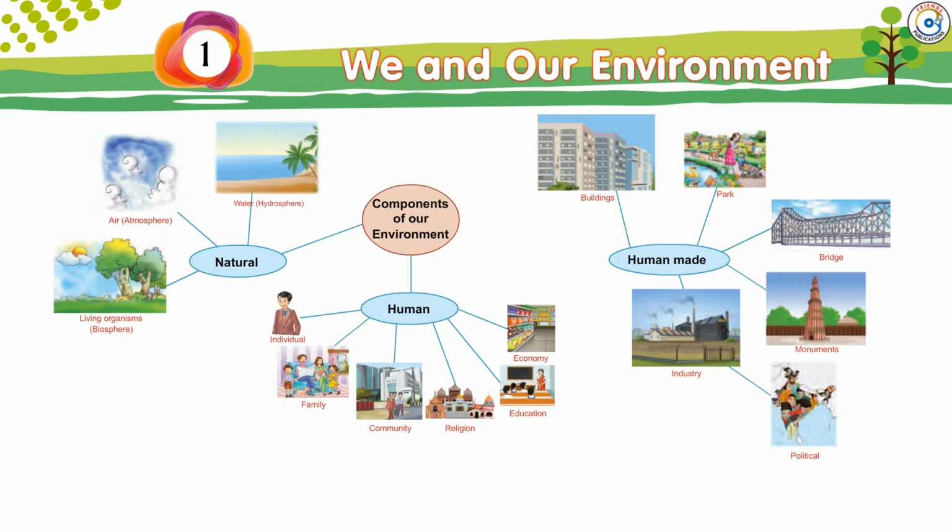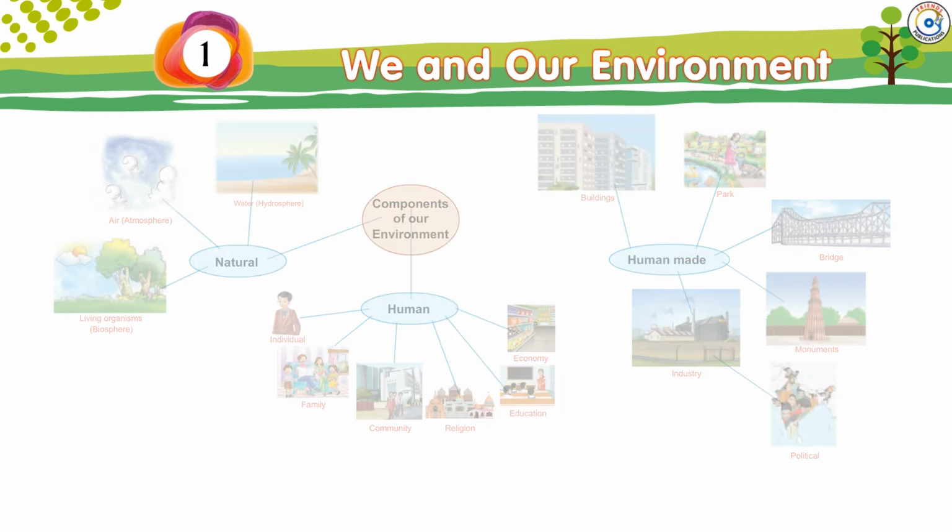Here is the picture of the components of our environment. Natural: air (atmosphere), water (hydrosphere), living organisms (biosphere). Human-made: buildings, park, bridge, industry, monuments, political. Human: individual, family, community, religion, education, economy.